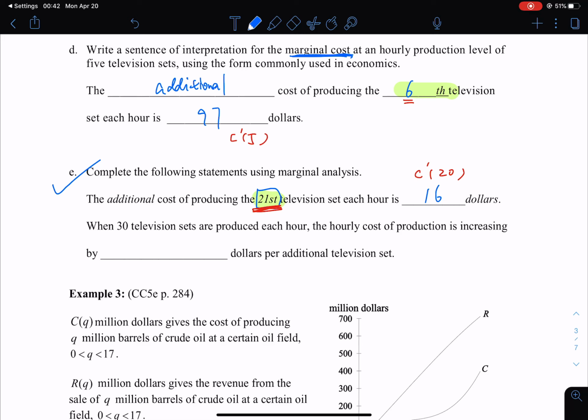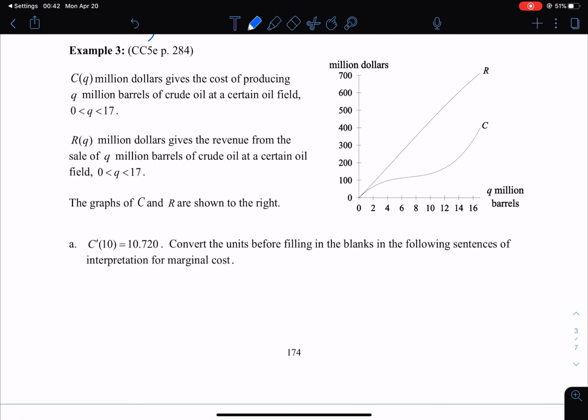And so the next one, this is the first one, this is the second one. There are two different questions. And this one is the 21st, but this one is just the 30. When 30 television sets are produced each hour, the hourly cost of producing is increasing by, so this one you just plug in C prime of 30. So let's compare this one. If you see the first, then you have to use C prime of this one minus 1. But for this one, we don't have any first, so we just plug in C prime of 30. And then the solution is 82. Alright, next one, please still pause the video and finish example 3 ABC.